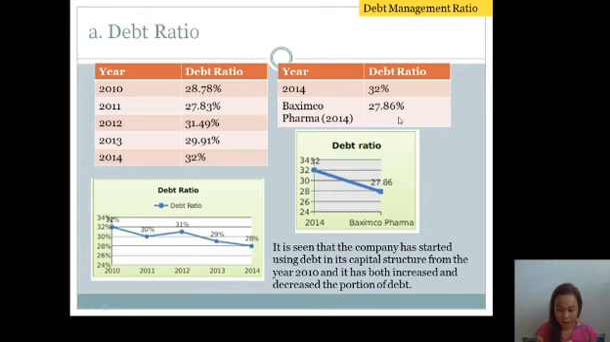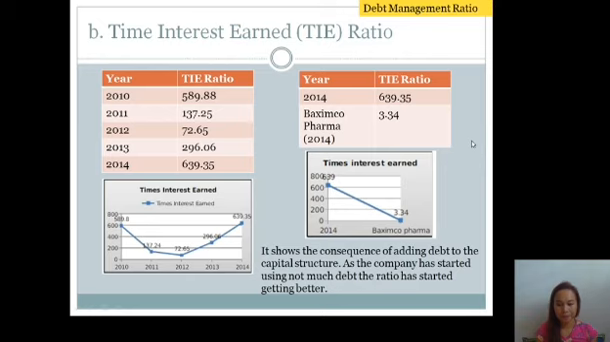So that means Linde Bangladesh Ltd is a highly leveraged one than Basemco Pharma. Okay, so let's move to the times interest earned, TIE ratio. The graph shows the consequence of adding debt to the capital structure. As the company has started using not much debt, the ratio has started getting better.